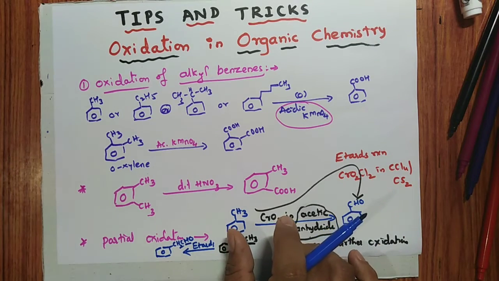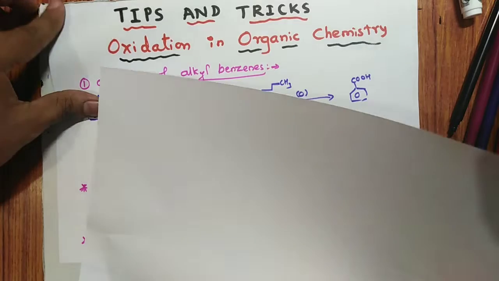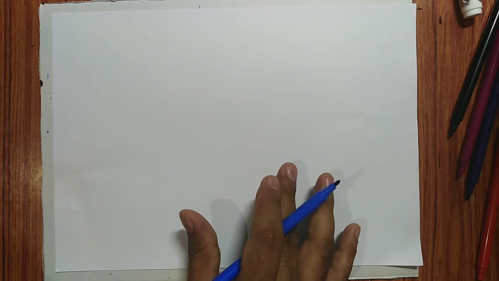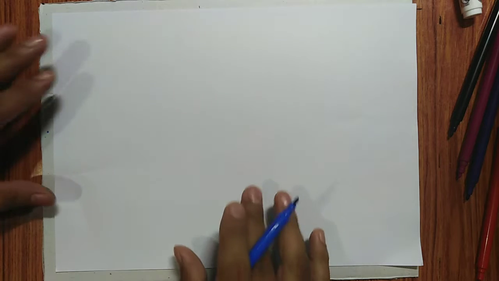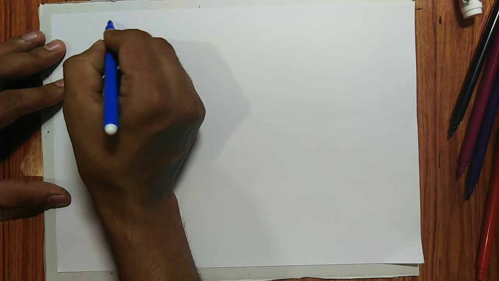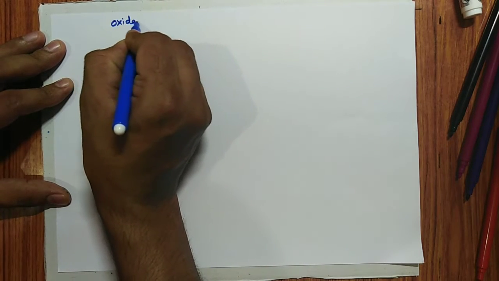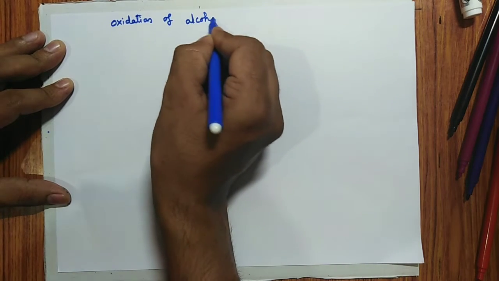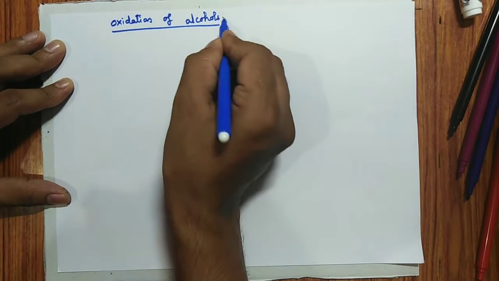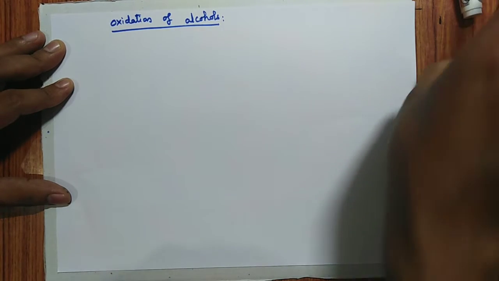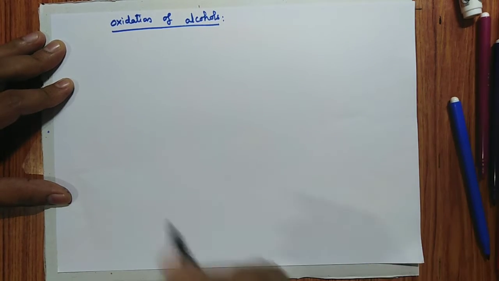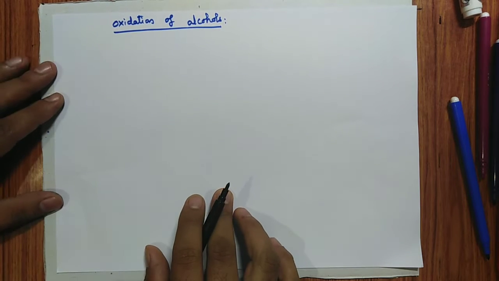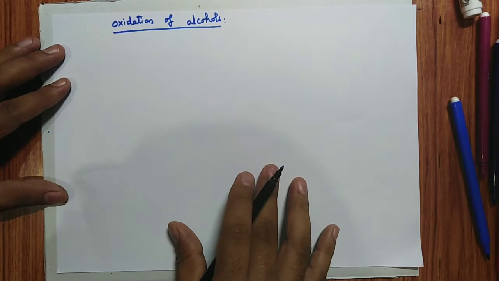Let us move to the next important reagent. In this particular case, I am going to discuss oxidation of alcohols. Remember, very important concept, oxidation of alcohols. In maximum questions on this alcohol to aldehyde conversion, the reagent is very helpful. So here I will tell you first generally, then I will give you the example.